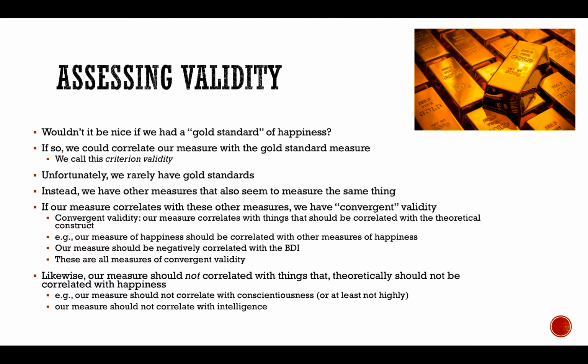So these are all measures of convergent validity. Even with the Beck Depression Inventory, even though it's negatively correlated, we still call it convergent validity because it's correlated inversely with something that it should be inversely correlated with.